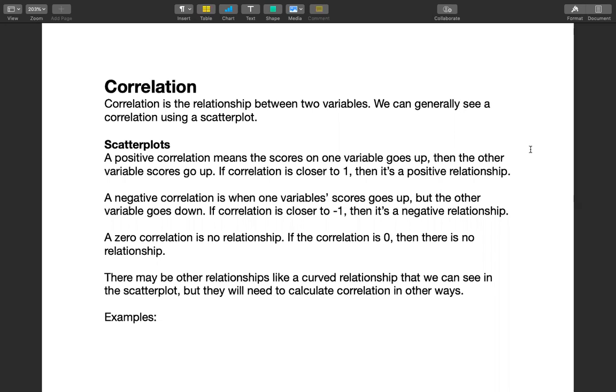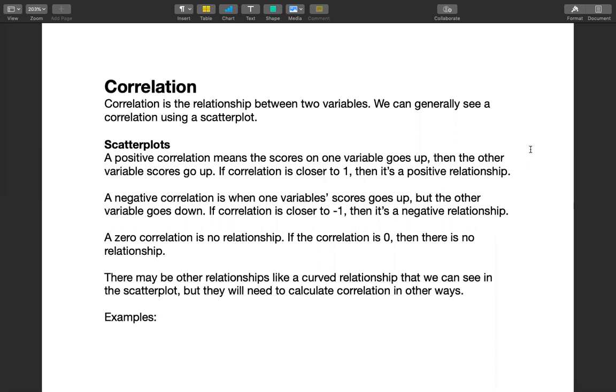for example, number of days of sunshine compared to how large the vegetables grew. Those are two different variables, how large a vegetable grew and number of days of sunshine. So we can see how they're related to one another. There is an association between them. So if we have a large amount of data points, we can put them on a scatter plot.